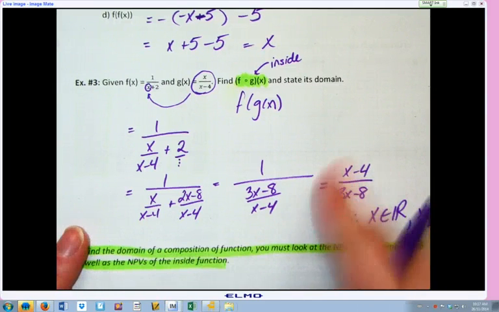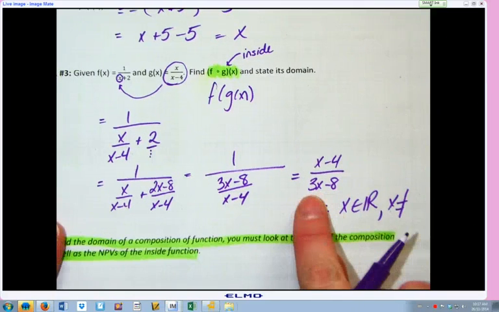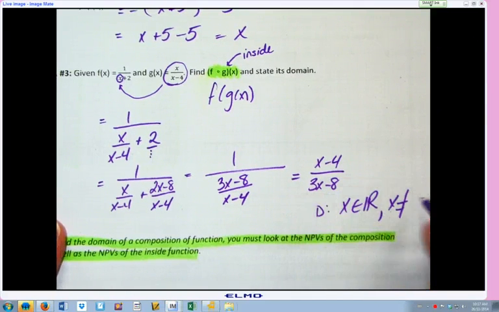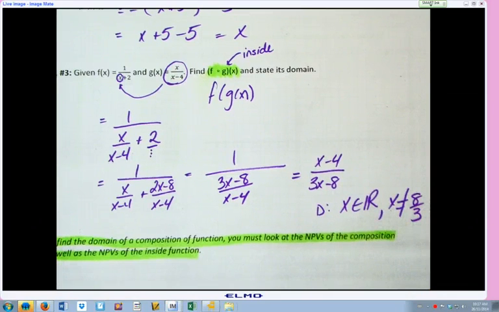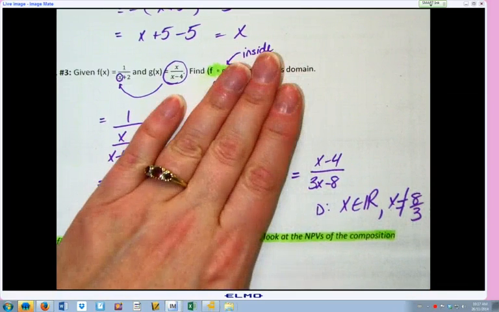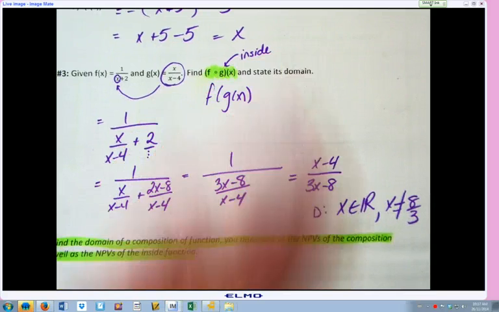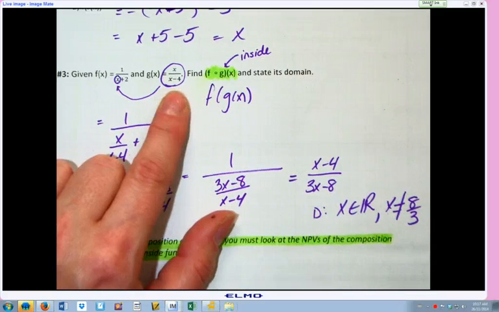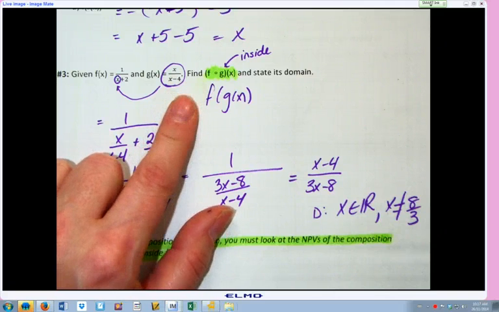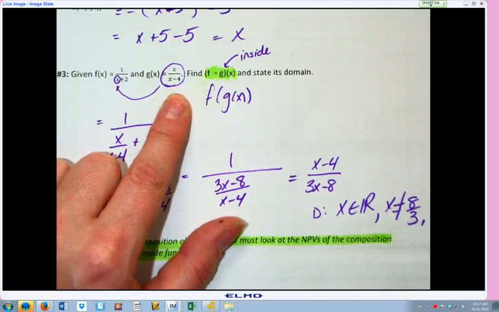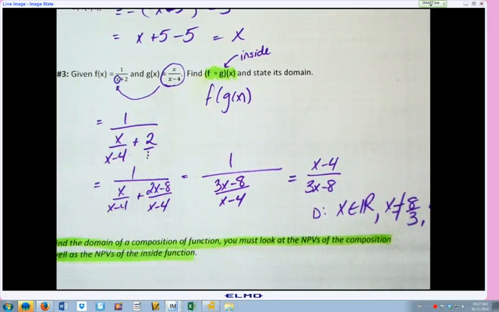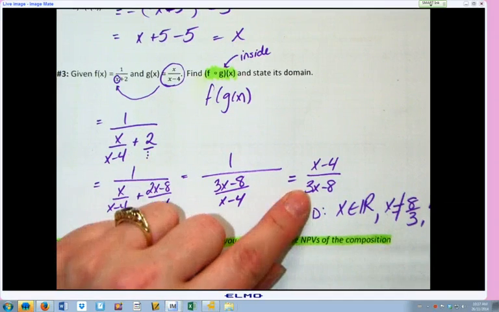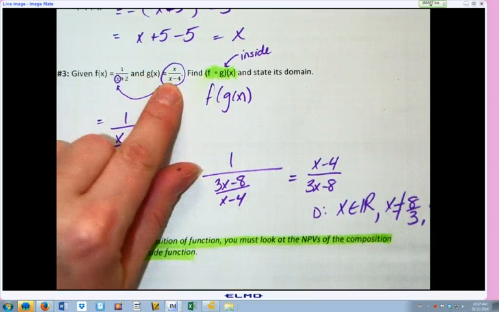So if we look at the composition or the final answer, what can x not be? 8/3. So if we weren't doing a composition and this was just our question, we would be done. Because we're doing a composition, we also have to go back to the inside function, and we have to state any restriction from that one as well. So x cannot be 4. So there's our domain for the composition: x ∈ R, but x cannot be 8/3 because of this one, and 4 because of this one here.